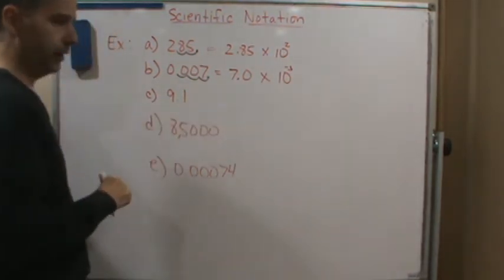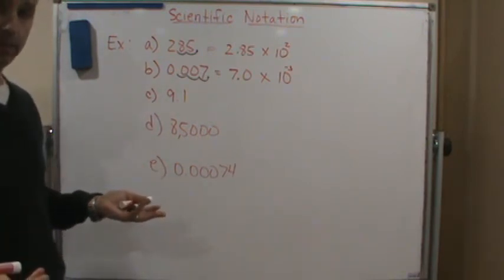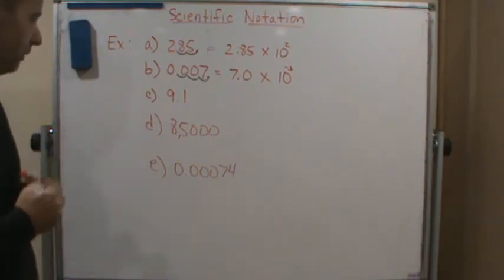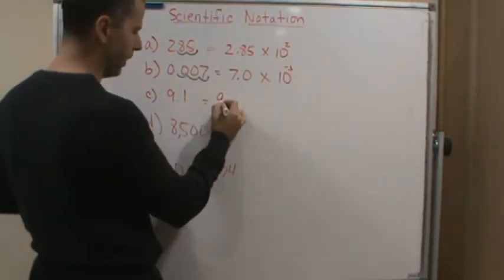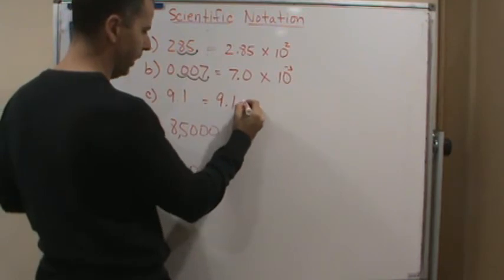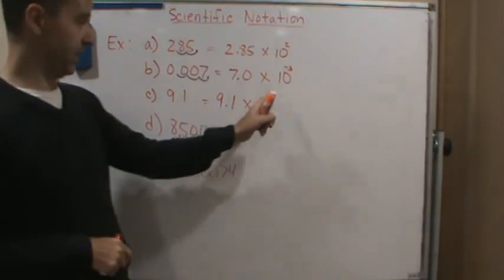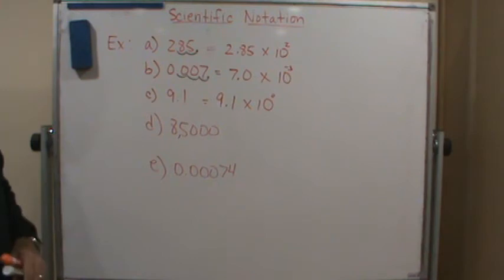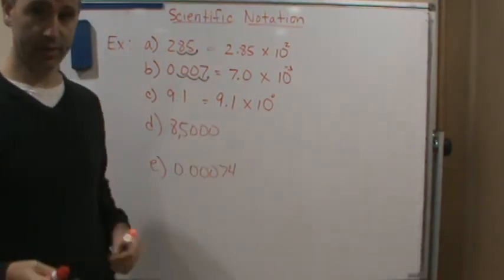So, what about 9.1? Well, 9.1 is already a number between 1 and 10, 1 inclusive, right? So that means I'm not going to have to move the decimal point. So to write this in scientific notation, I'm just going to add 10 to the 0. Why? Because I'm going to move the decimal point 0 place values. Okay? And again, 10 to the 0 power is just 1, and 9.1 times 1 is just 9.1.